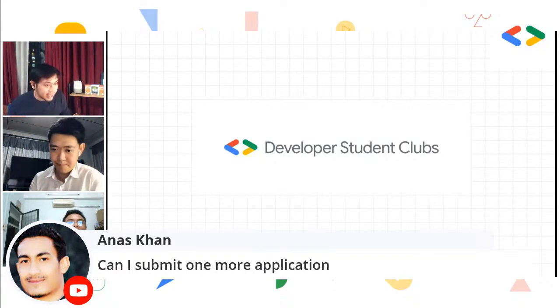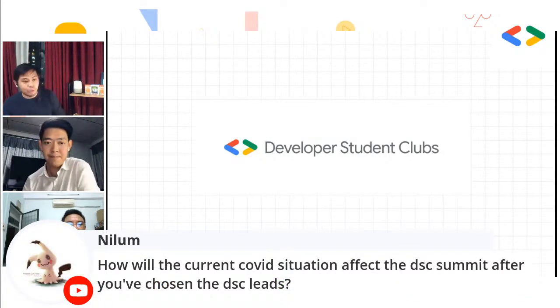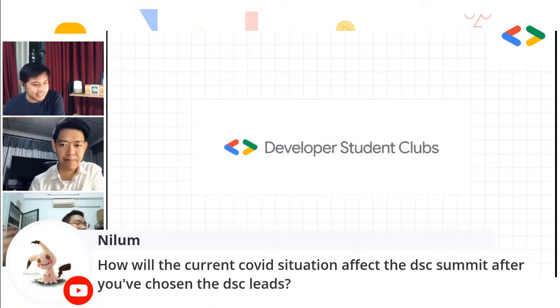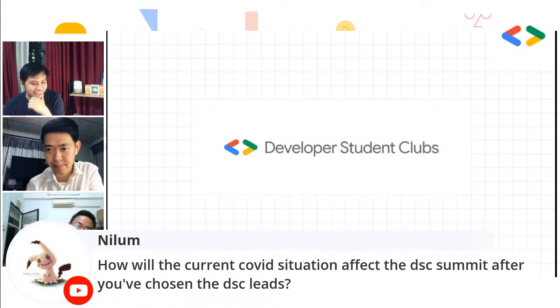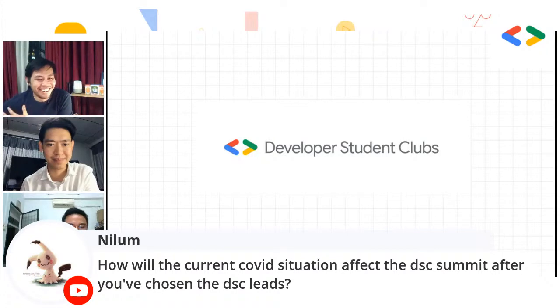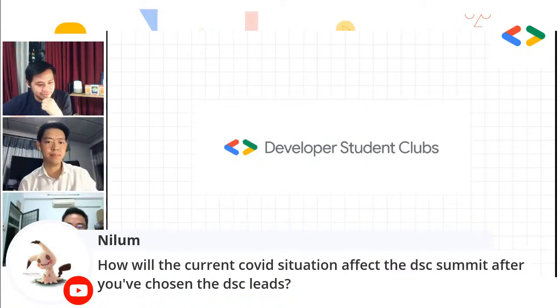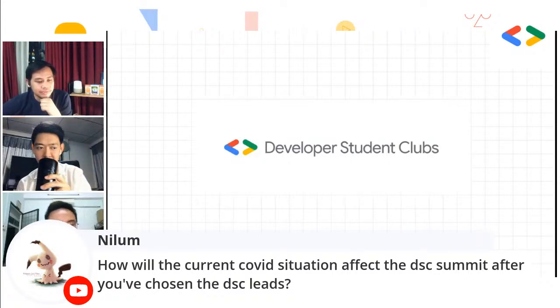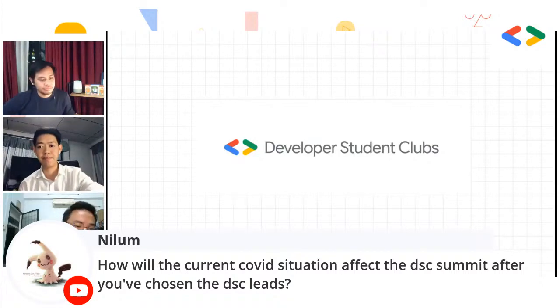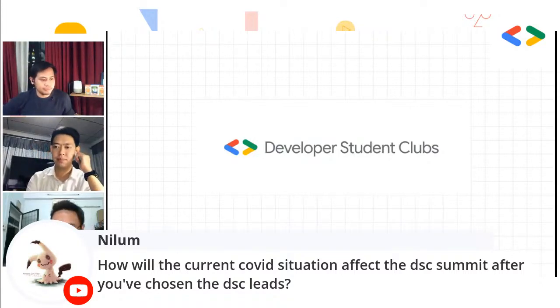All right. Next we have Nilum. How will the current COVID situation affect the DSC Summit after you've chosen the DSC lead? Very interesting question. Ken, do you want to answer this one? I think we don't have a decision on the DSC Summit yet. But depending on the situation, we can either go ahead with a summit, or we will have an alternative solution. But just believe in us that we will provide the best support we can for you to kickstart your DSC chapters, whether with a summit or other activities.